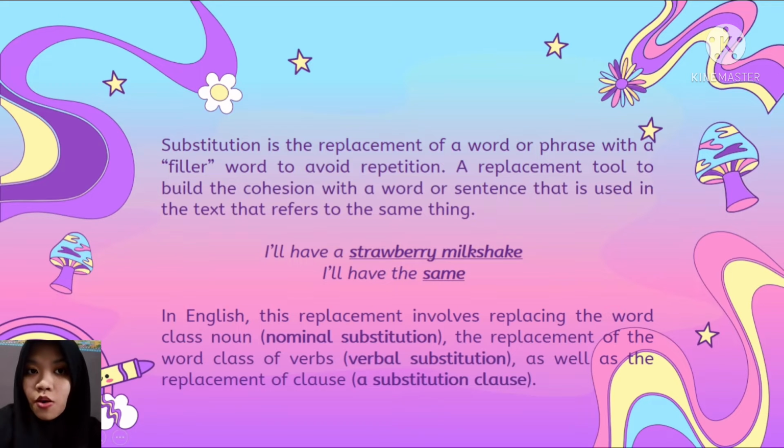Substitution is the replacement of a word or phrase with a filler word to avoid repetition. It is a replacement tool to build cohesion with a word or a sentence used in the text that refers to the same thing. For example: I'll have a strawberry milkshake. I'll have the same. In English, this replacement involves replacing the word class noun, nominal substitution, the replacement of the word class of verbs, verbal substitution, as well as the replacement of a clause, clausal substitution.